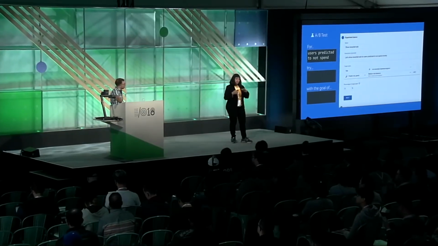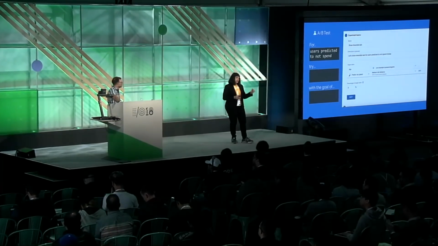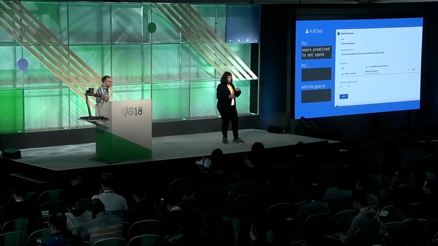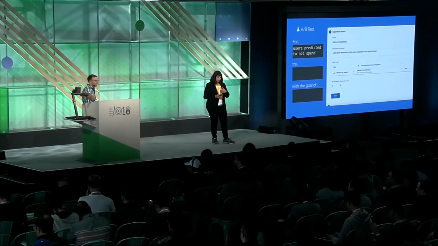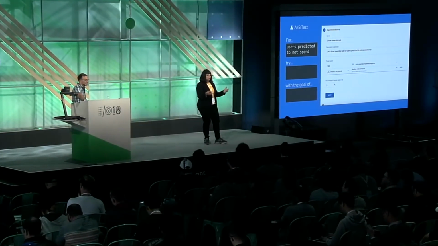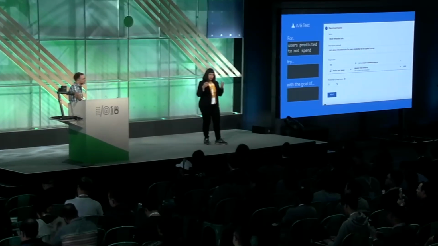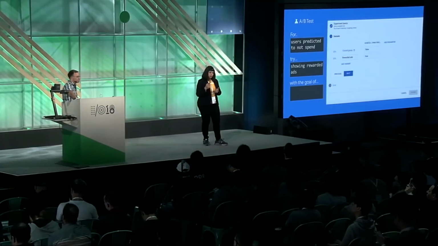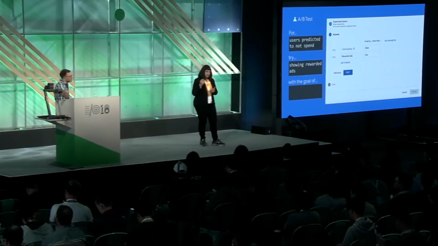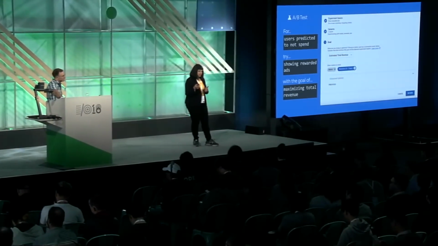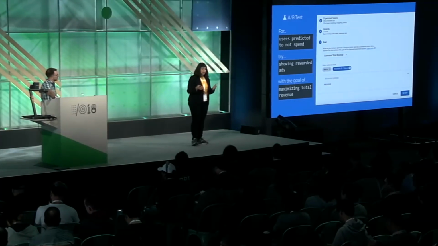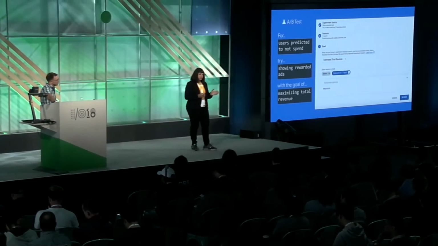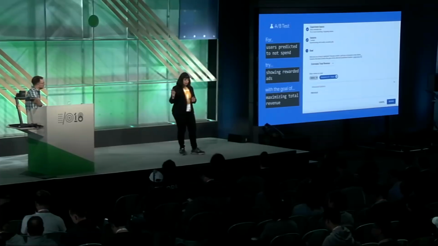So let's take that, for example, rewarded ads. Back to our game example, at the end of a level, if a user is predicted to not spend, you will show a rewarded video or something like this. So we'll go ahead and set the experiment for users predicted not to spend. We're going to try showing rewarded ads. And the goal here is to maximize our total revenue. Again, we don't want to maximize just the ads revenue because we want to make sure that in-app purchases are not hurt.